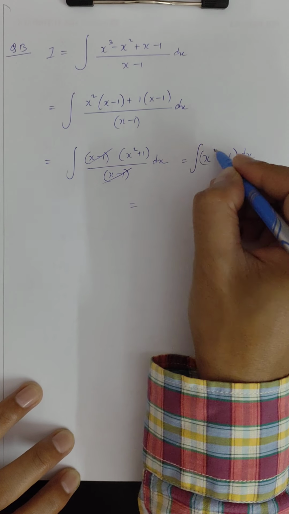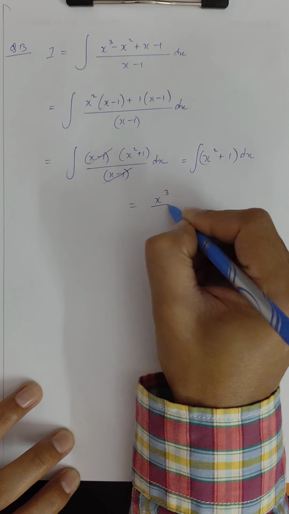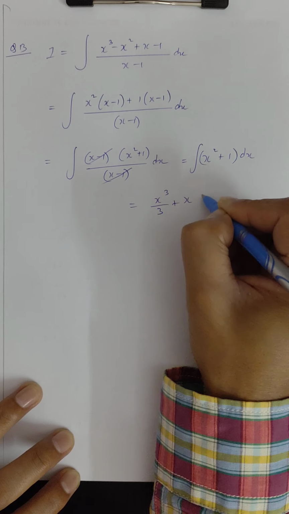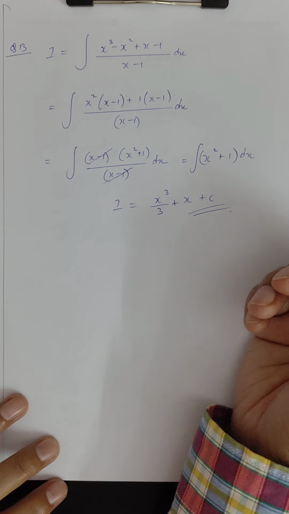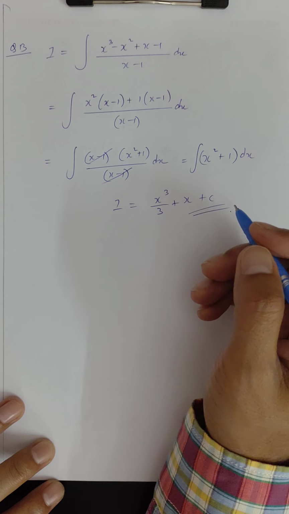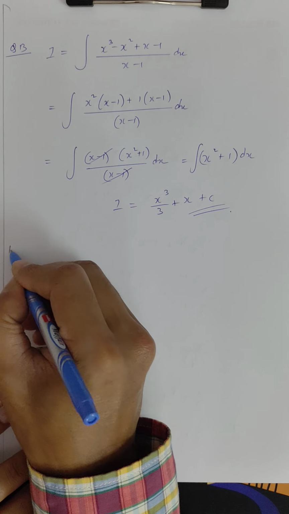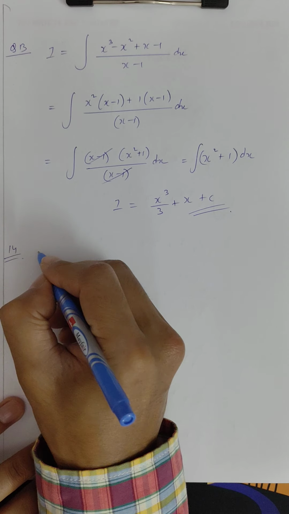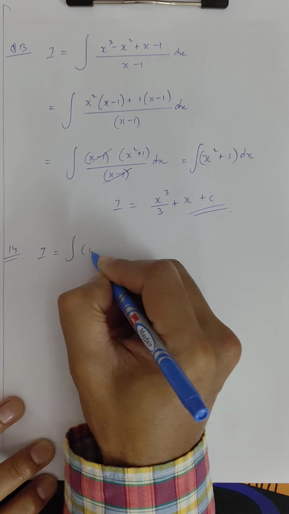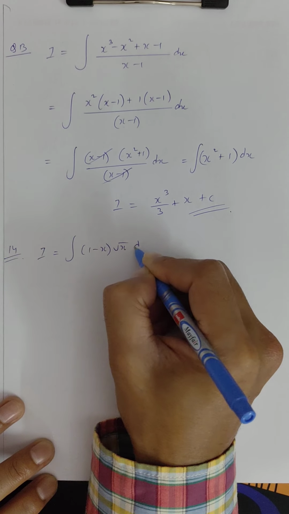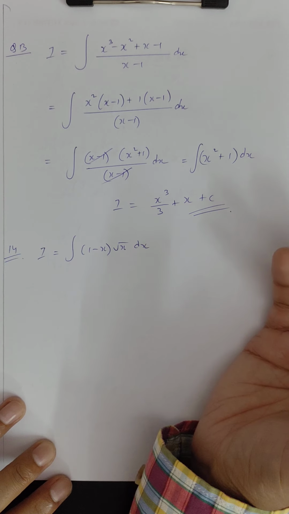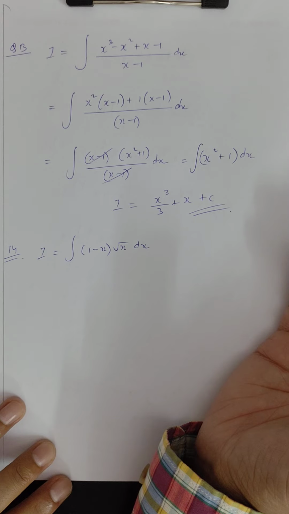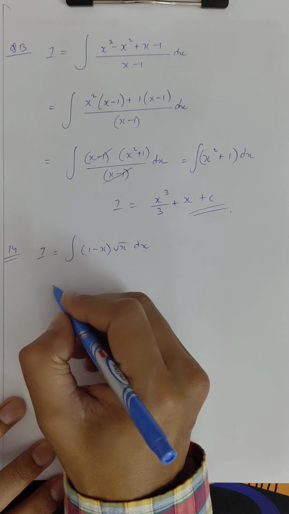Now I think we can integrate x square. Integration of x square is x cubed by 3, plus integration of 1 is x. Alright, I have done it directly. I think by now we can also make out what is happening. Question 14: I equal to integration of 1 minus x into root of x. Remember, we don't have integration by product rule. We have integration by parts, but that you're going to learn later on only. So the only way is to simplify.